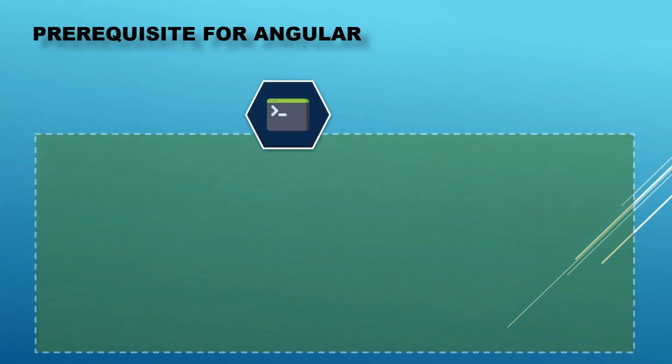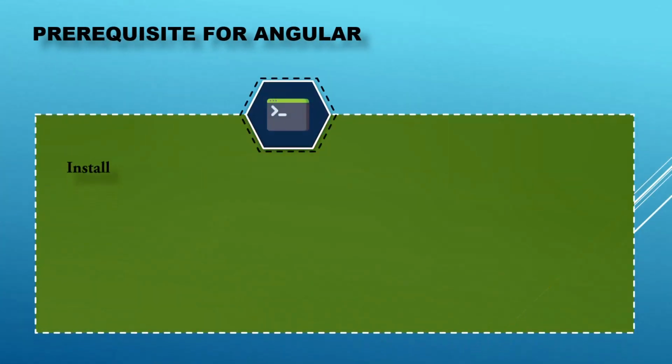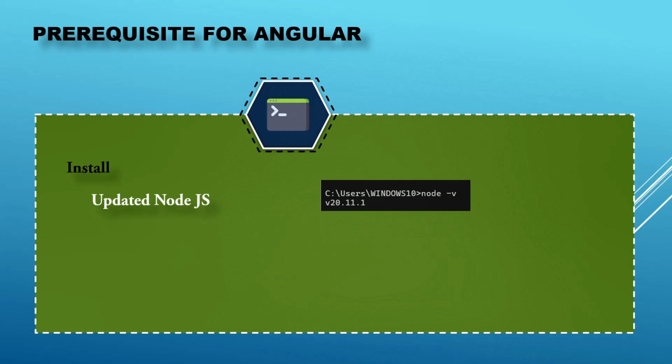So what are the prerequisites for Angular? First of all, we need to install updated Node.js. Whatever Node.js version you have, you need to install the latest one, so that you will get whatever updated things there are. If you don't have Node.js, then what you can do. Currently I have the latest version of Node.js, 20.11.1. I have this updated Node.js version.